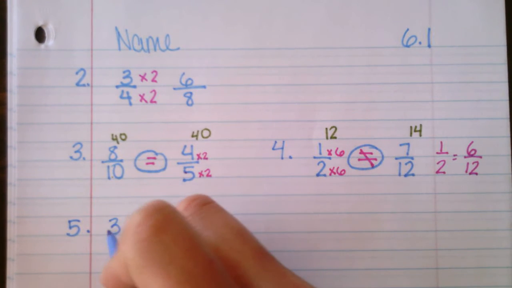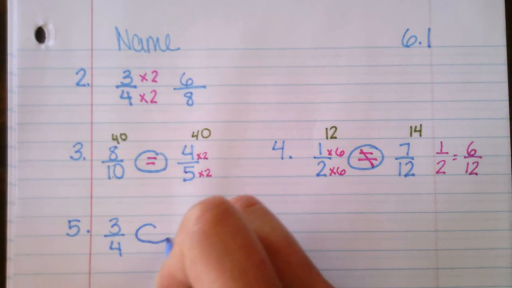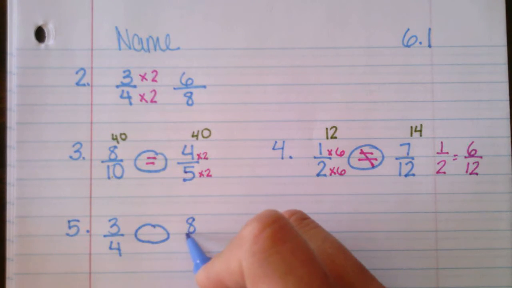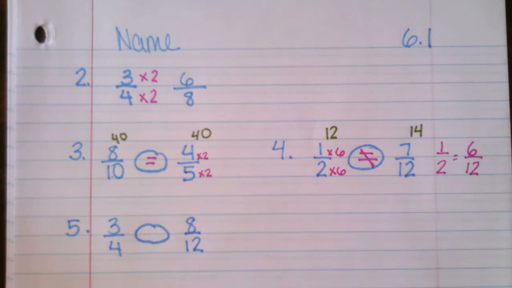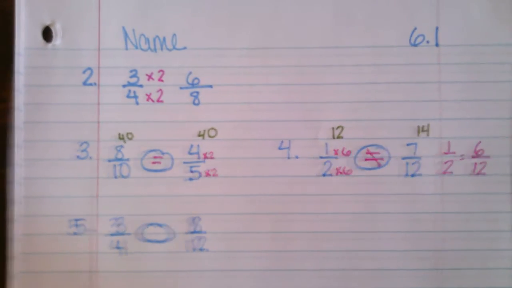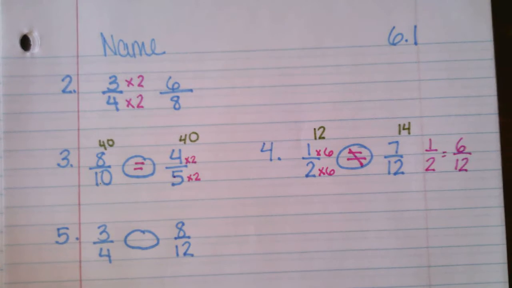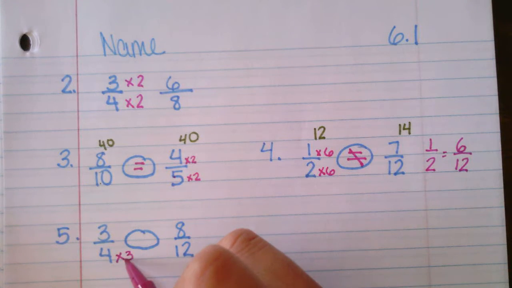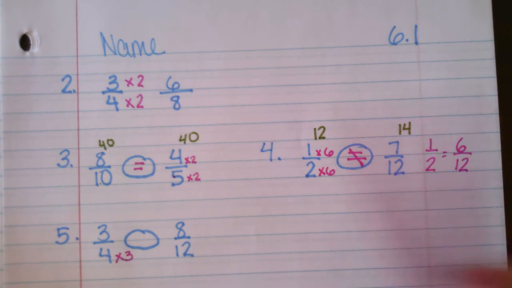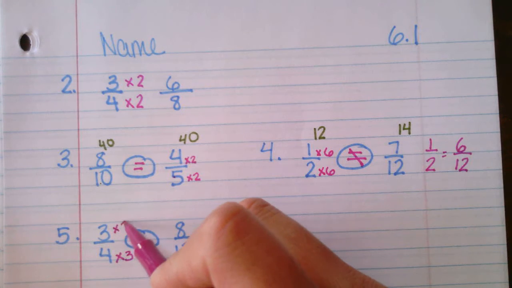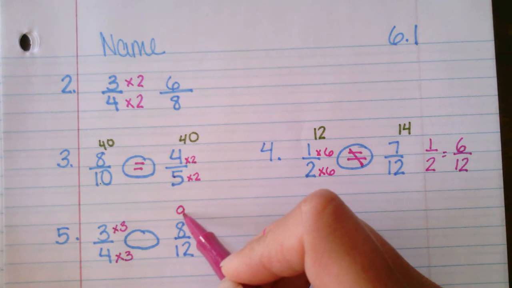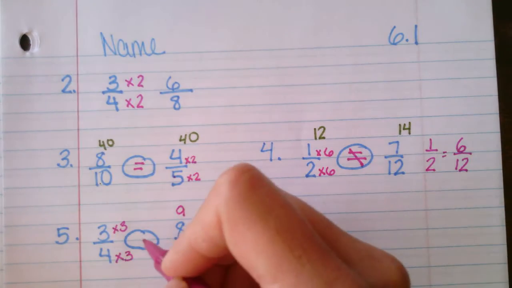We have 3/4 compared to 8/12. So let's first think, how do I get from 4 to 12? Sorry, I'm trying to make it clearer. So 4 times 3 gives me 12. Whatever I do on the bottom, I do on the top. 3 times 3 gives me 9. So I know that these are not equal.